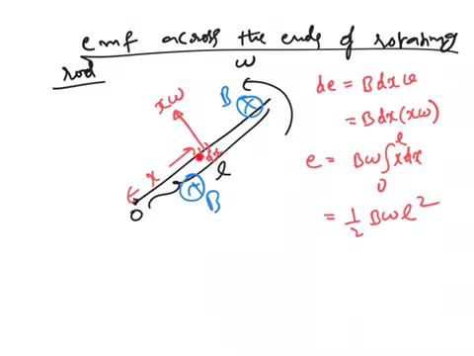Then the EMF induced in the small element is dE is equal to B dx into V, that is B dx into x omega. The total EMF is the integration from 0 to L. If we consider total length as L, B omega integral 0 to L of x dx, that is equal to half B omega L square.